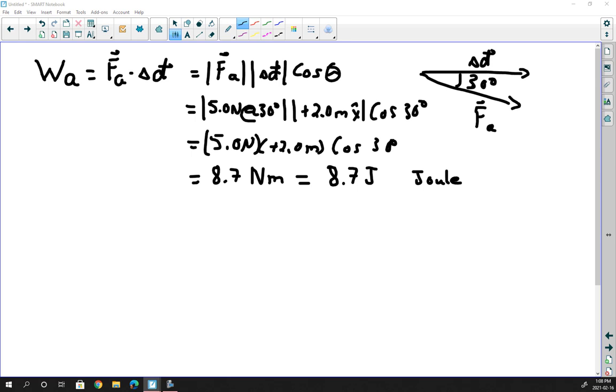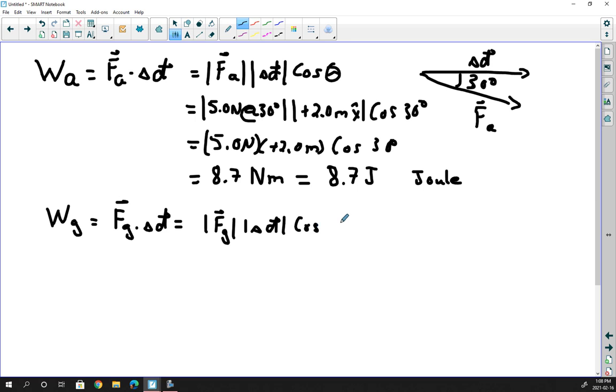Next, how about the work done by the force of gravity, which would equal force of gravity dot the displacement, which is the magnitude of the force of gravity, the magnitude of the displacement, times the cosine of the angle between the force of gravity and displacement. Well, here's your displacement. Here's your force of gravity. That's 90 degrees.